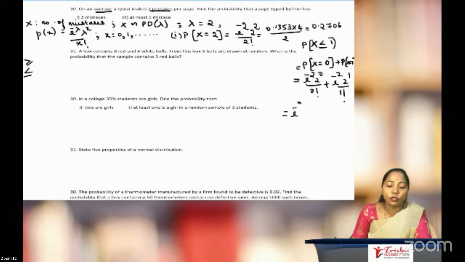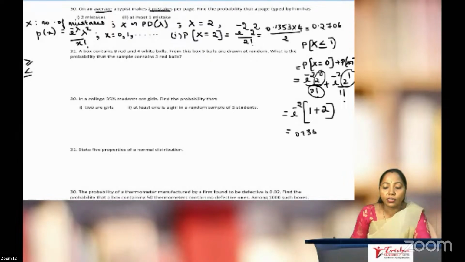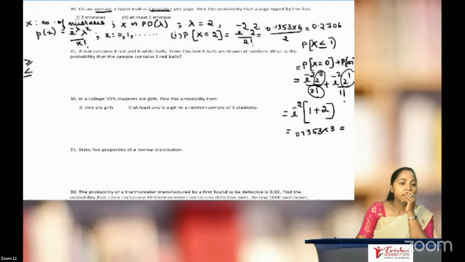So we can take e to the power minus 2 as a common term outside. 2 power 0, any number to the power 0 is 1. 0 factorial is 1. 1 by 1 is 1. Plus 2 power 1 is 2. 2 by 1 factorial is 2. So 1 plus 2, so e to the power minus 2 into 3. That is 0.1353 from the table, e power minus 2 into 3. What is our answer?